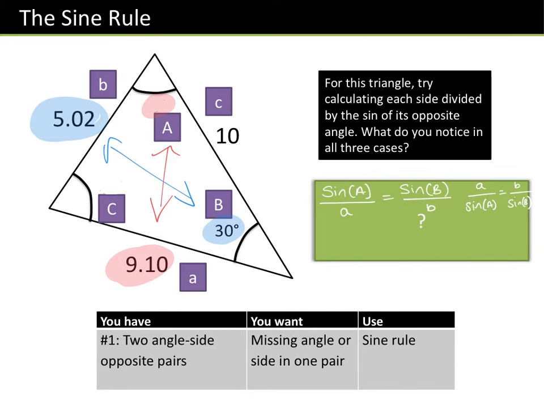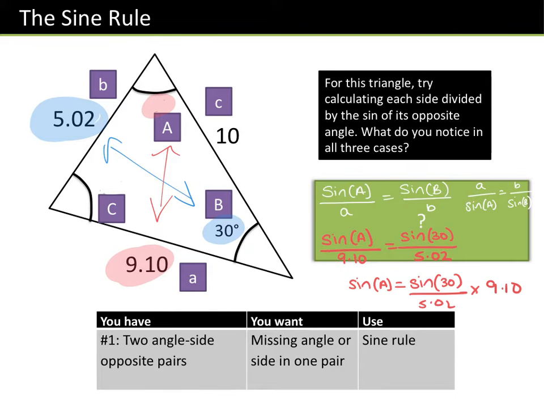Okay, so we want to find the angle, then I want to have the angle as my numerator. So, sine of my angle A over my length, which is 9.1, equals sine of my angle B, which is 30, over my length of B, which is 5.02. So how do I find sine A? Sine of A equals sine of 30 over 5.02 times 9.10. So I'm going to put that into my calculator.